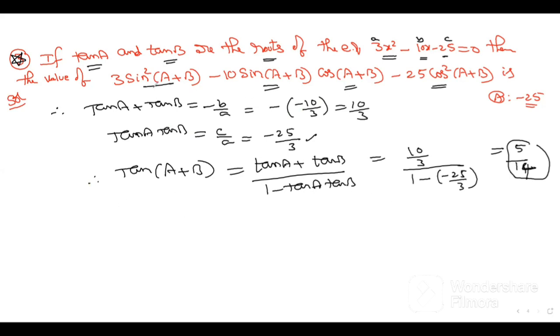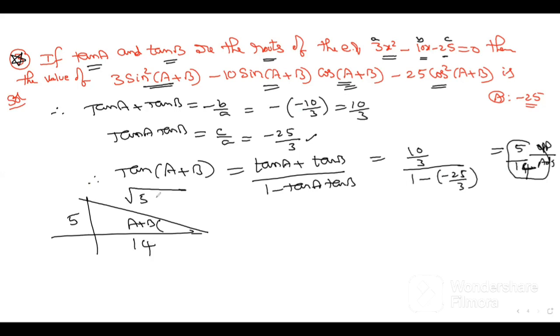Now we have to find sin A plus B as well as cos A plus B. How to find? Draw one triangle. Here one angle is A plus B. Formula is opposite side by adjacent side. Hypotenuse value, how much value? Root under 5 square plus 14 square is equal to root under 25 plus 196, 221.